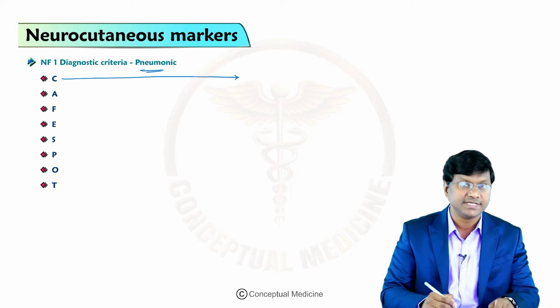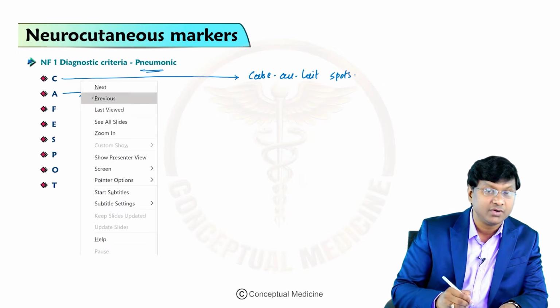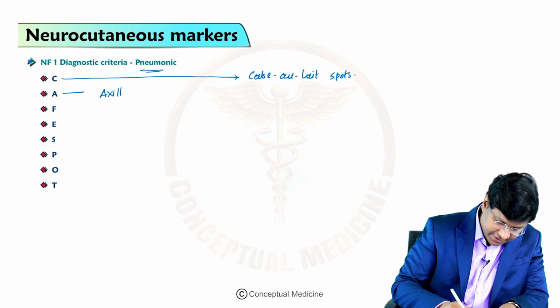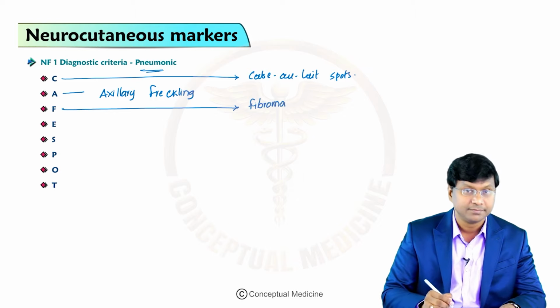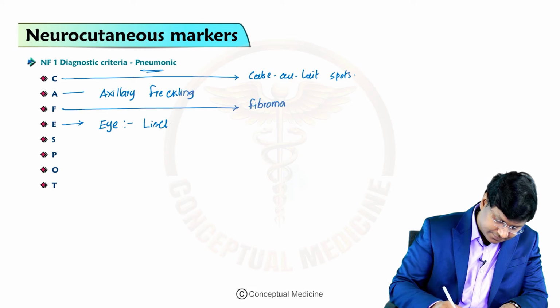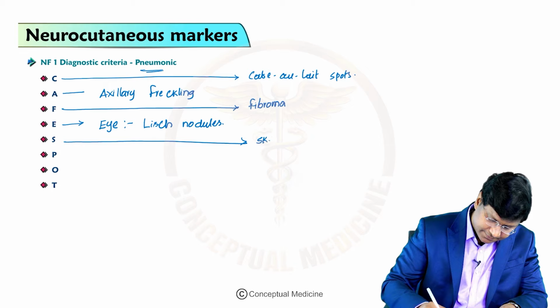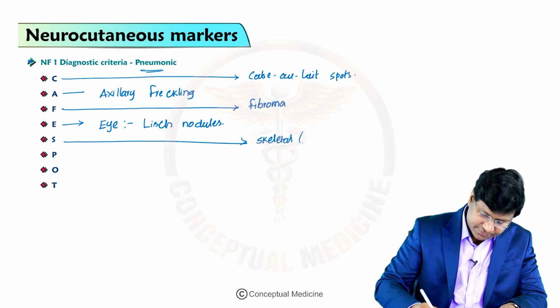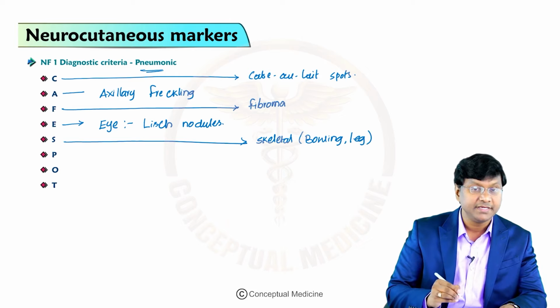Out of which, what does this particular C stand for? The C stands for café-au-lait spots, and the A is axillary or inguinal freckling, right? I'll show you this, axillary freckling. Whereas F will be fibroma, and E is manifestations in the eye, that is Lisch nodules. And S will be the skeletal changes. And what will be that skeletal changes? Bowing of the spine or bowing of the leg can be there. And P is positive family history.